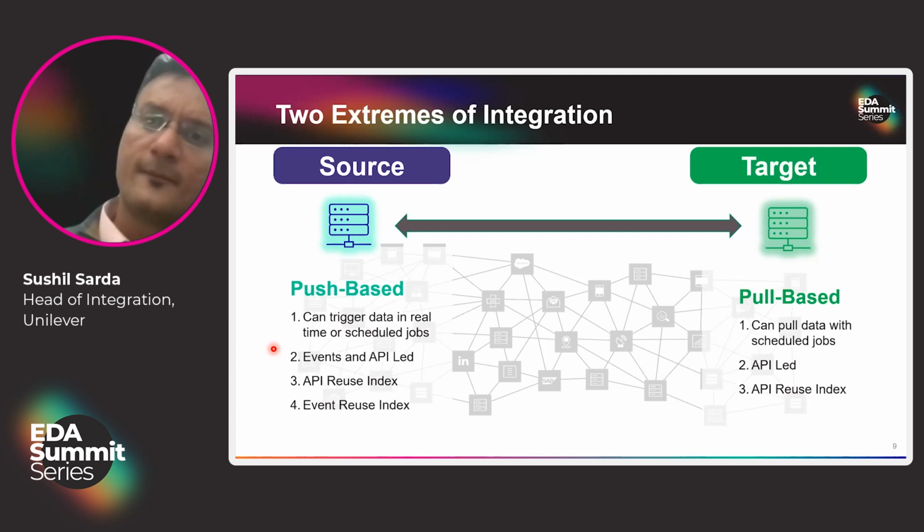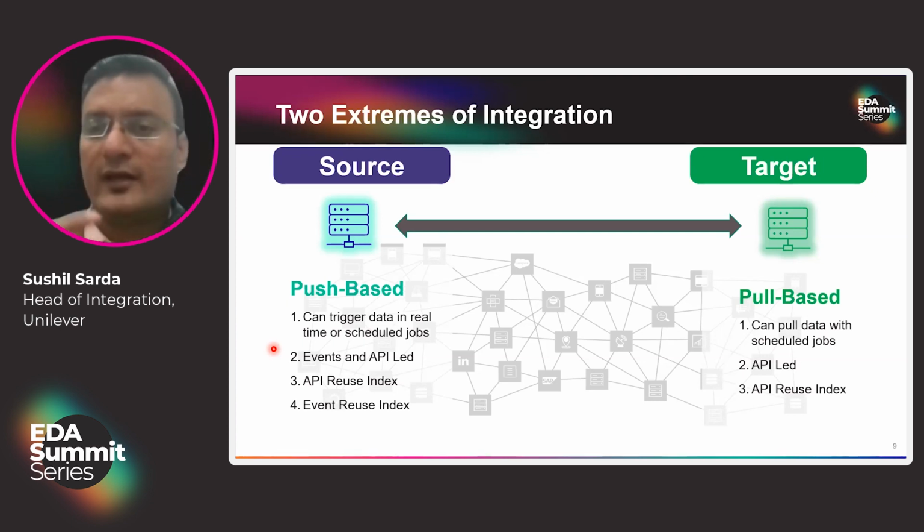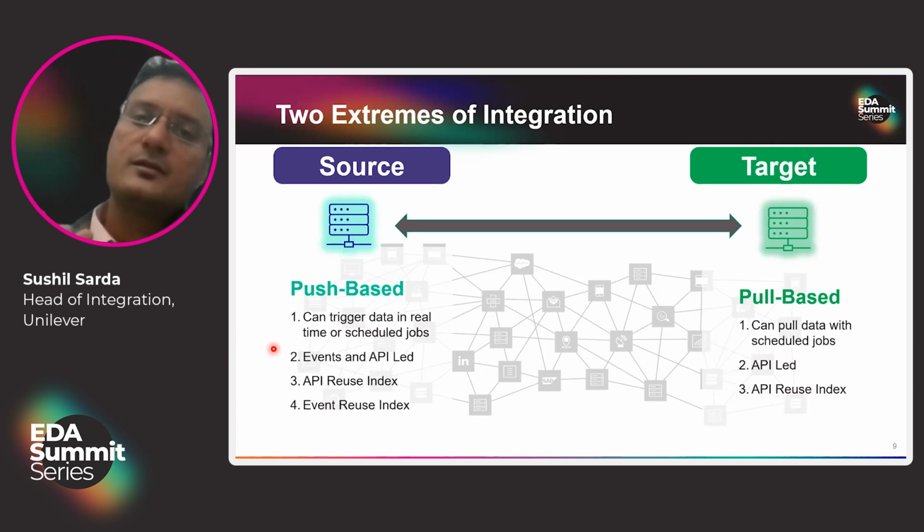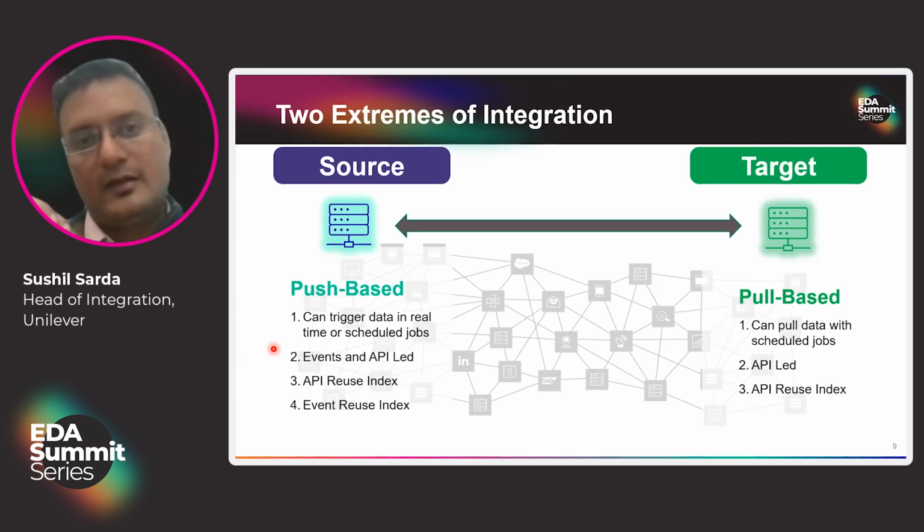When it comes to source, of course it knows when an event has occurred or when a change has occurred or when a transaction has occurred. So whenever such a transaction happens, it will decide to send the data to the target system, it will call their API and can send the data. So this could be more effective.